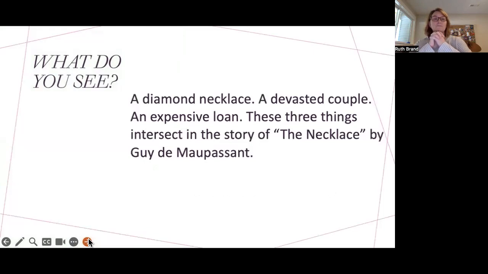Let's look at more examples. What do you see here? This is the opening of someone's paper. A diamond necklace, a devastated couple, an expensive loan. These three things intersect in the story of The Necklace by Guy de Maupassant. I don't even really know how to say his last name, honestly. But look what they did for their opener, their exordium. They took three phrases, and this works. I think this is poetic. A diamond necklace. It's not a complete sentence, but they're using it as well. A devastated couple, an expensive loan. That's getting my attention. And there's harmony there. There's balance there, right?